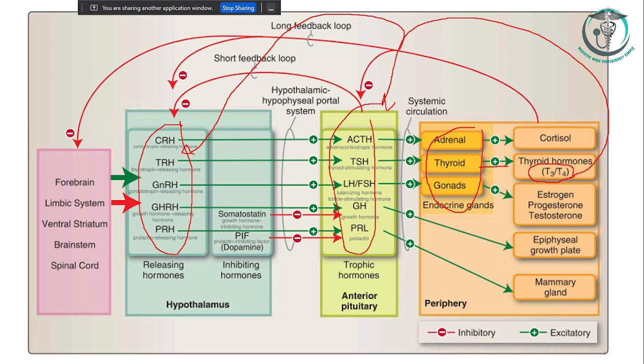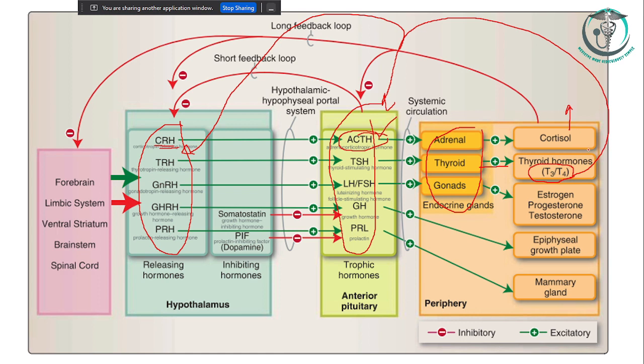The same thing can be said with cortisol. Cortisol is produced when you have ACTH stimulating the adrenals. When there are high levels of cortisol, it gives a negative feedback to the hypothalamus to stop producing corticotropin releasing hormone. And in return, when this is low, there will be less stimulation of the anterior pituitary gland, and then there will be less ACTH. And when there is less of this, cortisol levels will go back to their normal values.